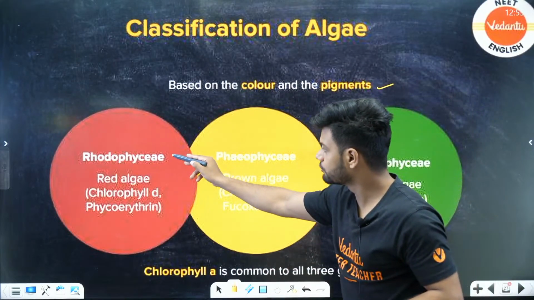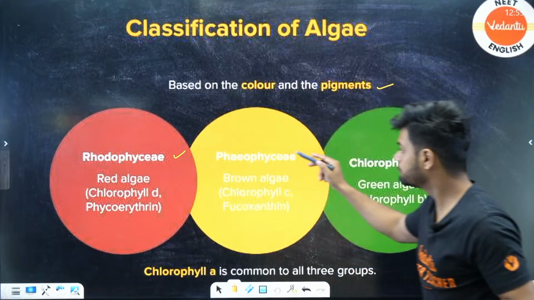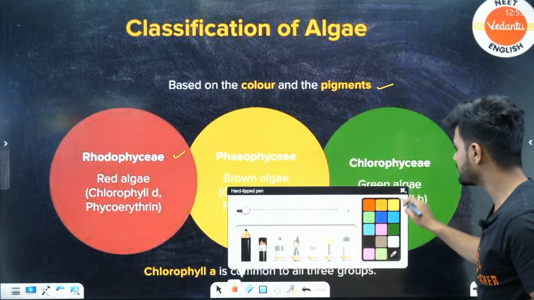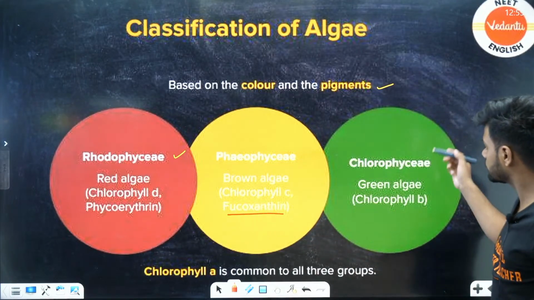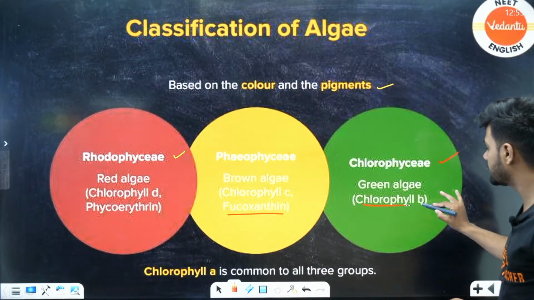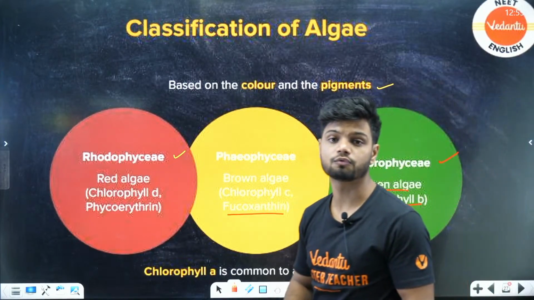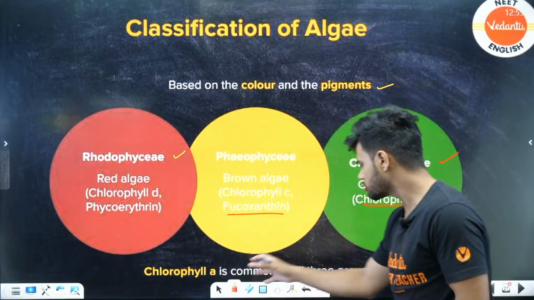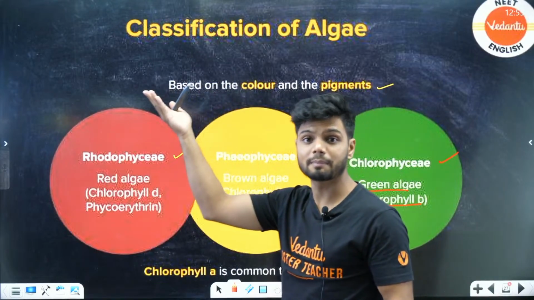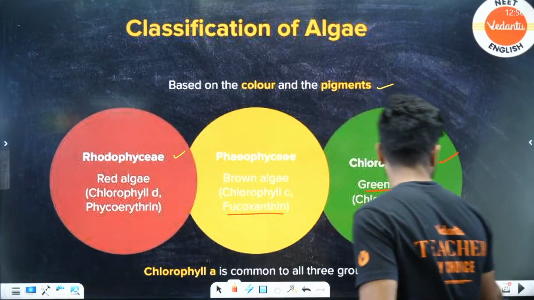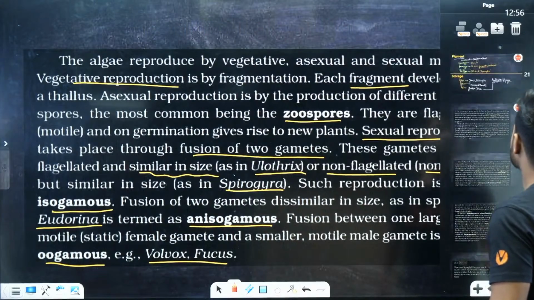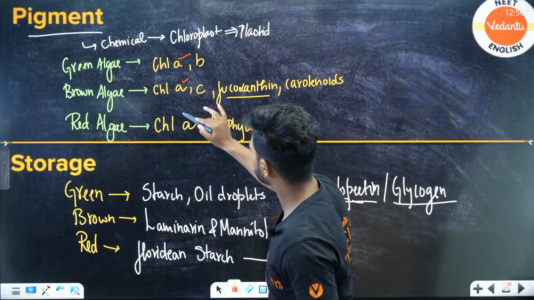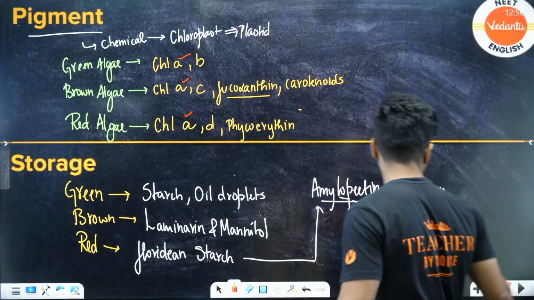We have your Rhodophyceae because of the red pigment, Phaeophyceae because of the brown pigment such as your Fucoxanthin. We are dividing Chlorophyceae based on your green pigment, that is going to be your chlorophyll A and chlorophyll B. Clear? So chlorophyll A is a common pigment. We learned about the pigment there, remember? Chlorophyll A is universal. The other pigments might change.